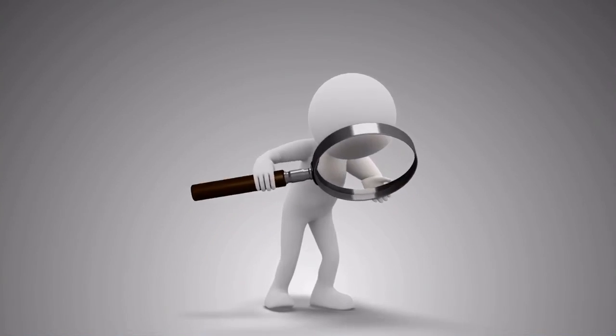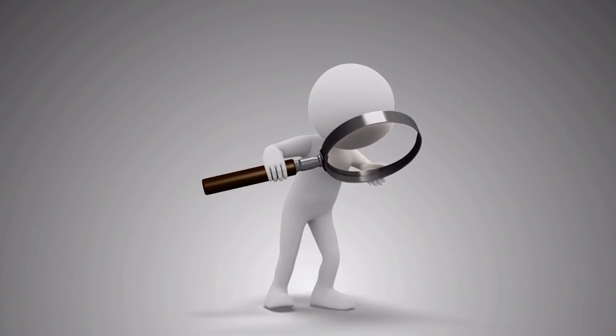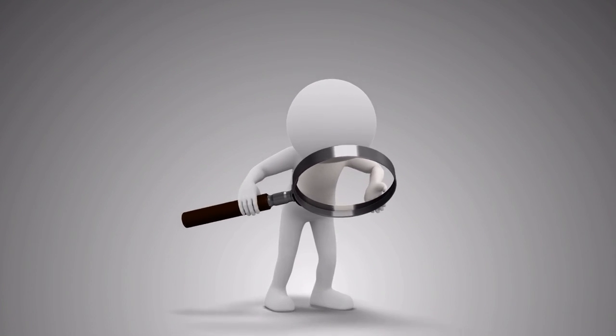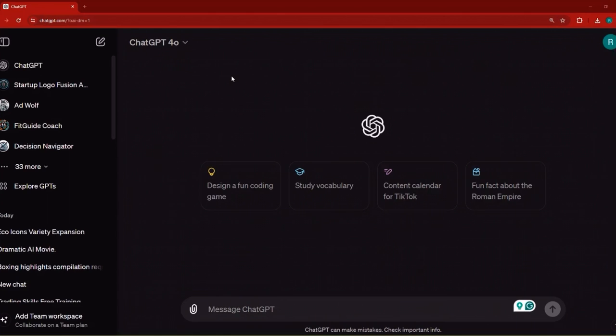First thing first, if you want to look for ChatGPT, just go to google.com, look for ChatGPT, and then click the official ChatGPT link, which is going to take you right here, where you can utilize ChatGPT on your computer or browser. I'm using Chrome.